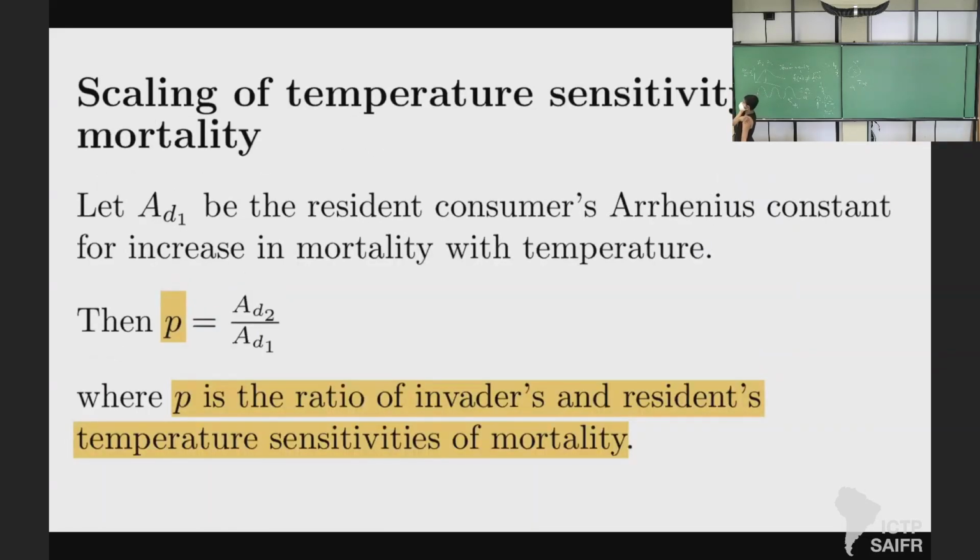And AD1 is the resident consumer's Arrhenius constant for increasing mortality. And then we say let P be this ratio where the invader is always on top. So that tells you the relative temperature sensitivity of mortality of the two species.